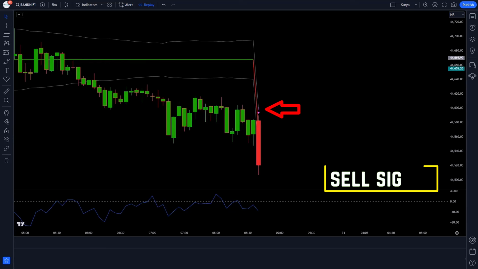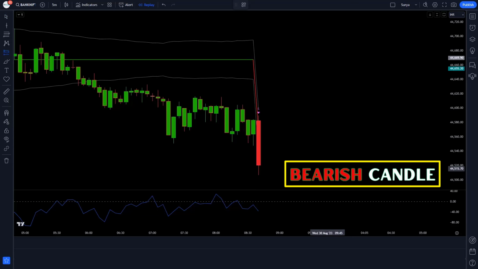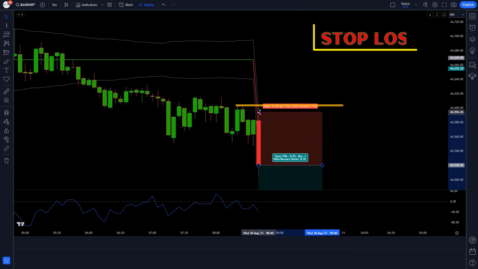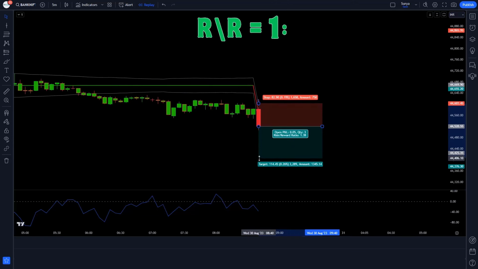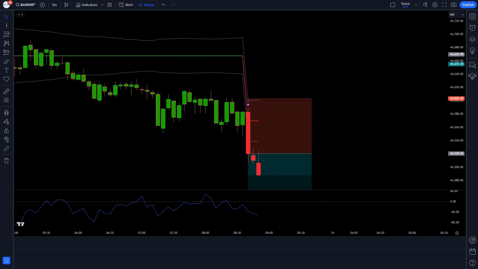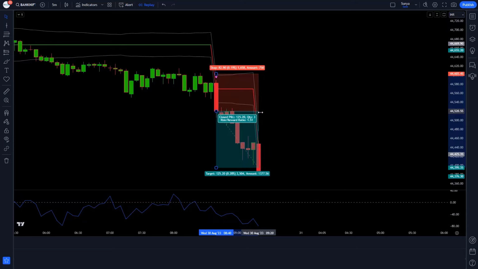When the Variation and Tuple indicator gives us a sell signal, the blue line of the Shan Momentum Oscillator indicator should be below the zero level. When the market forms a bearish candle, if this condition is met, we will take a sell order. Our stop loss is to be placed at the previous high of the market, and the risk-to-reward ratio will be 1 to 1.5. Let's see what happens to our trade. We have won the trade. Let's find the next trade.